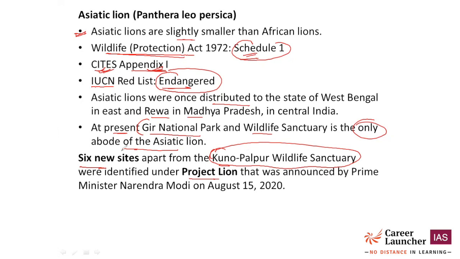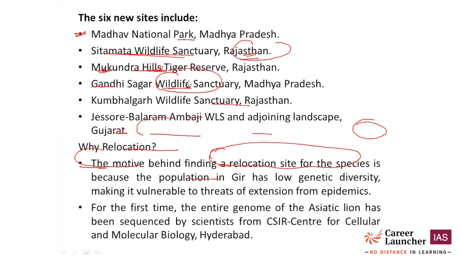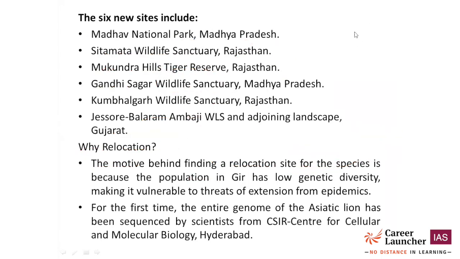Apart from this wildlife sanctuary, 6 new sites were identified by the government where they can relocate the Asiatic lion and start Project Lion. So these 6 new sites are very important to remember. From an exam point of view, the 6 new sites become quite important. So what do the 6 new sites include?